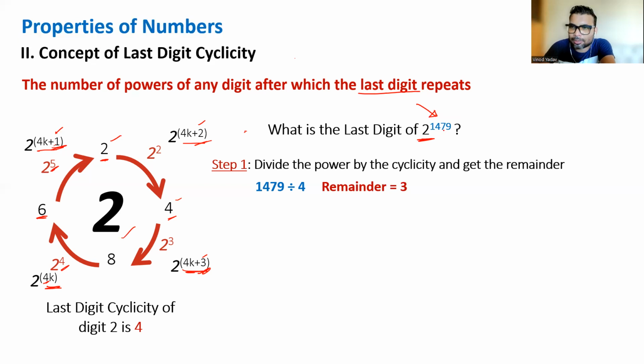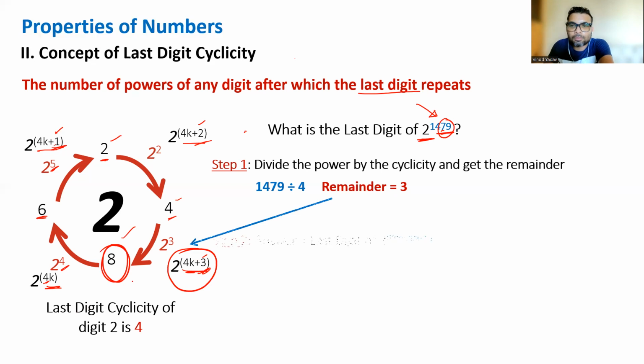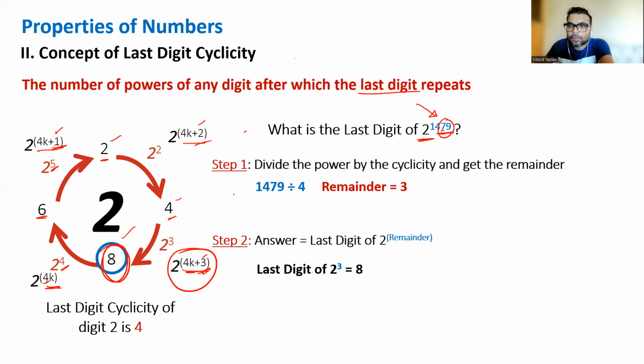And for 4 there is a shortcut too, no need to divide the entire number. Just divide the number formed by the last 2 digits. So here I will divide 79 by 4. The remainder is 3. Remainder 3 means, look at this, the third value in the cycle of 2, which means the last digit will be 8. So 2 to the power 1479 will end in 8. A very big number, but the units place will be 8, and that is what we wanted.